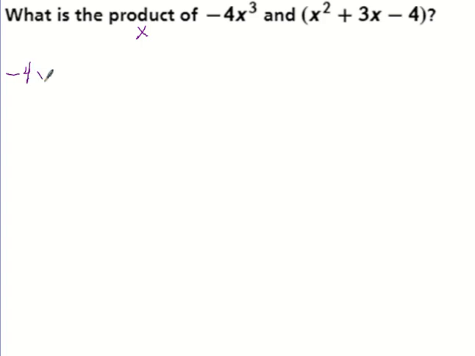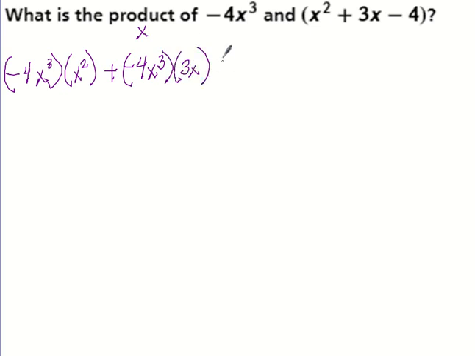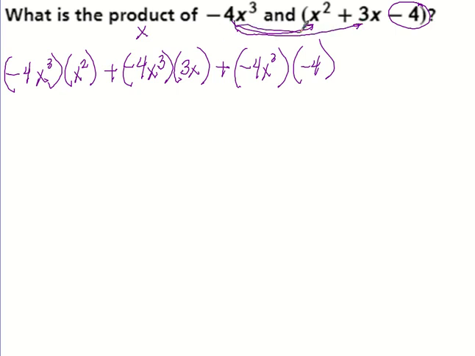I'll go negative 4x to the third, and then I'll multiply it by x to the second. I will then add negative 4x to the third, it's like distributing, times 3x. And then I'm going to put a plus sign for now because I don't know what the sign is going to be. Negative 4x to the third times negative 4. And I took the negative because of this, right? So basically, I'm taking this and multiplying here, and I'm taking this and multiplying here, and I'm doing it here as well.